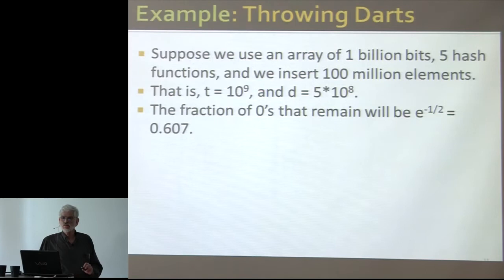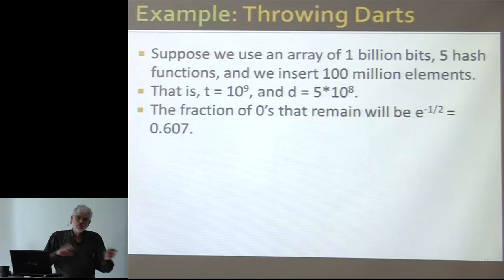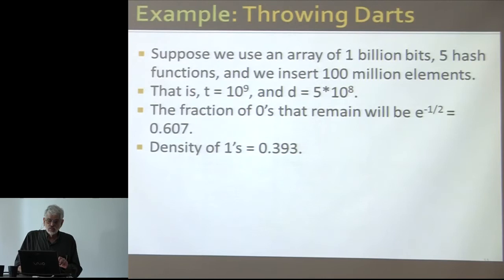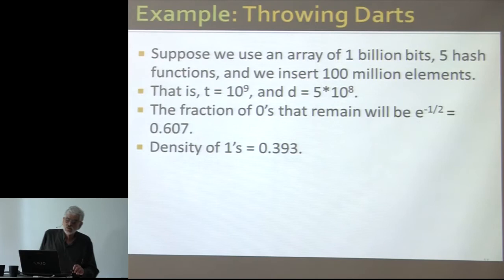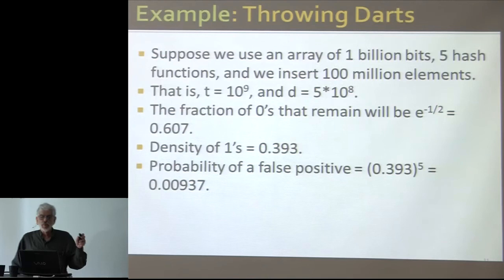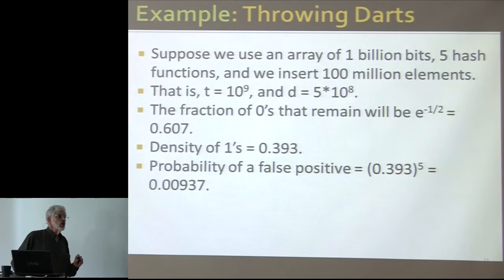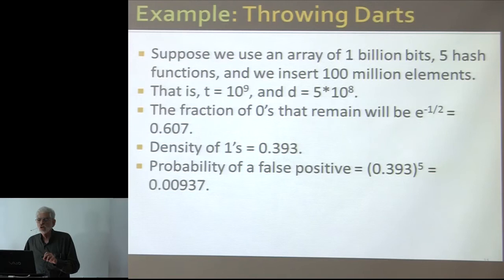Okay, that's sort of, you know, it should be like 50% hit, 50% not hit, but again, because some target's going to have 2 darts or 3 darts sticking out of it, the actual number of targets that remain clean will be a little over half. So anyway, the density of 1s is the complement of that. That's 0.393. And therefore, the probability of a false positive, remember, we have 5 hash functions, so it's 0.393 to the 5th power, and it's a little bit under 1%. So if I want to look up an element, 1% of the time when it is not present, I will say falsely that it is. But that's all it is, just 1%.